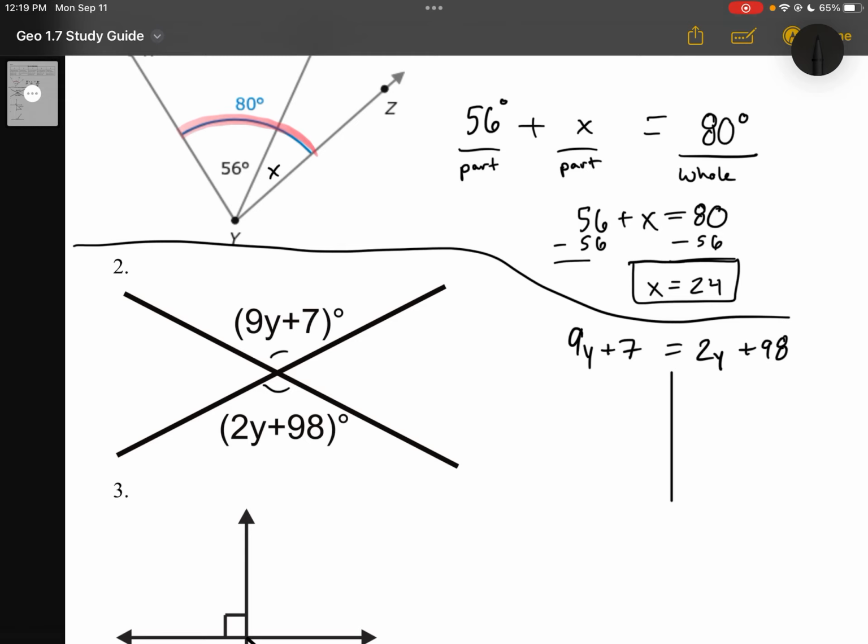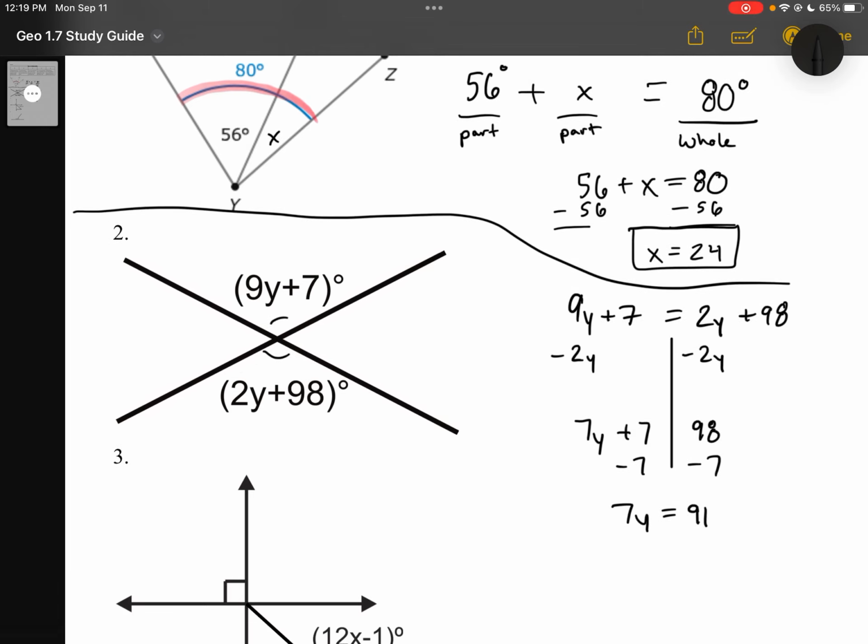So put all of the y's on one side, put all of the constants or numbers on the other side. So subtract 2y over here. And then now we can subtract our number. And then once we've done that, we have 7y on the left side, 91 on our right side. We can go ahead and do our division step. So we'll get a final answer of y equals 13 here.